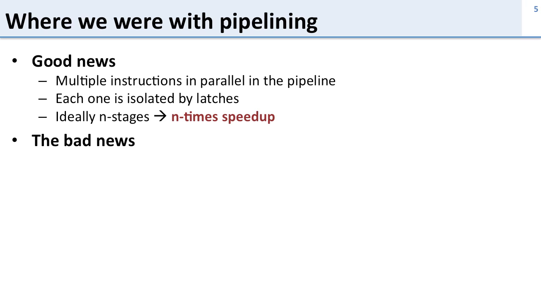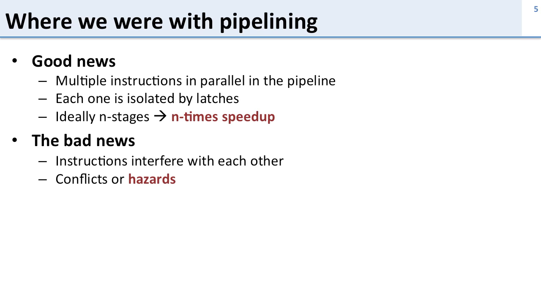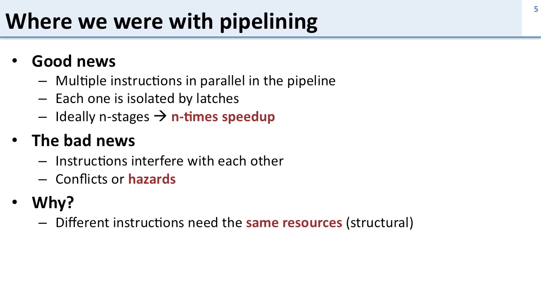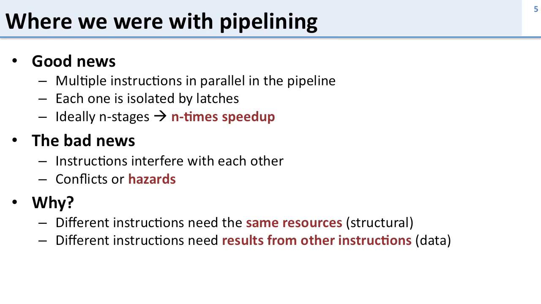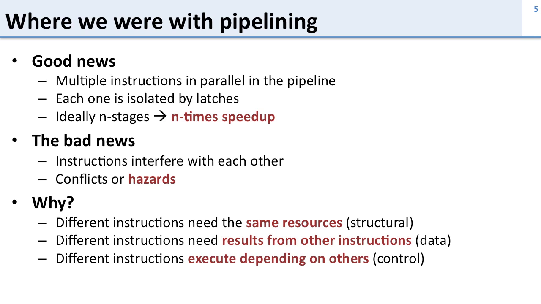There's also some bad news about pipelining, and that is that the instructions interfere with each other. So these are called conflicts or hazards, and that's what this lecture is going to talk about. Why do they interfere with each other? Well, different instructions may need the same resource. This is called a structural hazard. So if they both need to access the same part of the processor at the same time. Different instructions may need results from other instructions. This is a data hazard, where the data that the instruction needs isn't ready on time. And different instructions may also need to do different execution depending on others. So this is branch instructions or control hazards. So we're going to look at these three different types of hazards during this lecture.